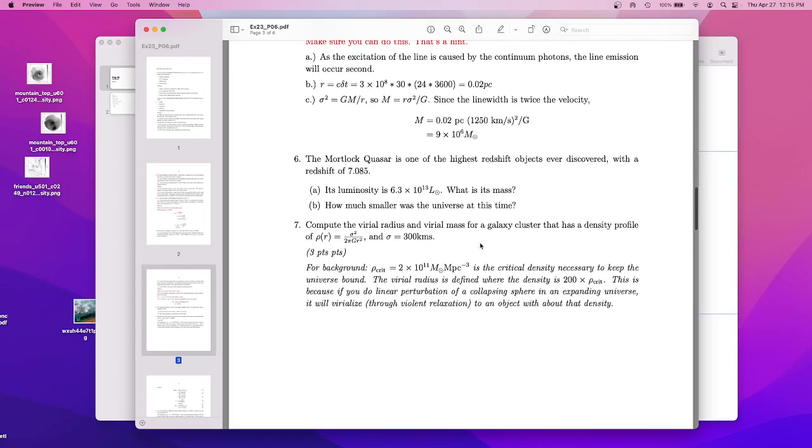That's a hint. Mortlock quasar is one of the highest redshift objects ever discovered. Oh man, I like doing astronomy right now because all of the stuff that I say is out of date. And this is out of date because now we have all of these galaxies at like redshift 13, which is bonkers to me. It's really cool.